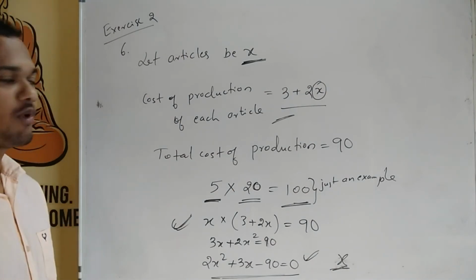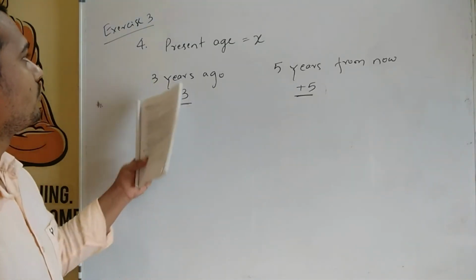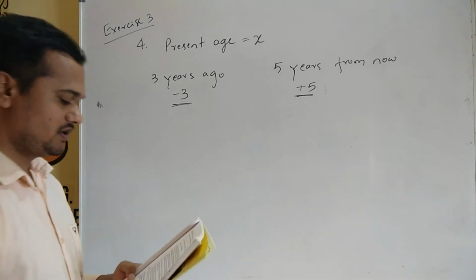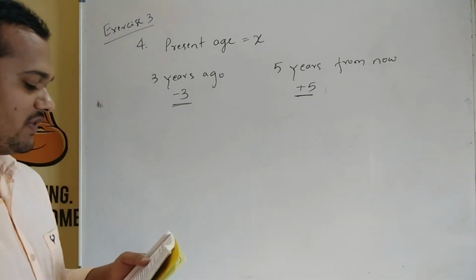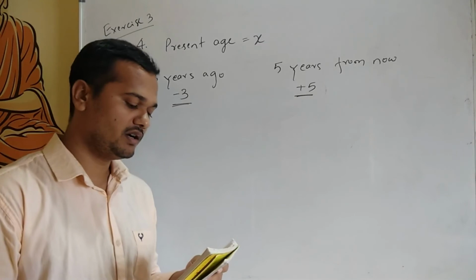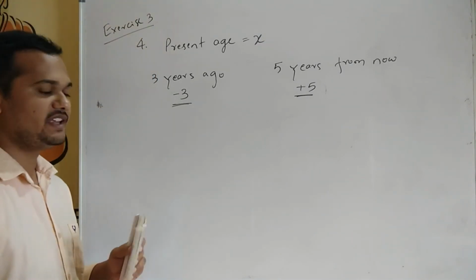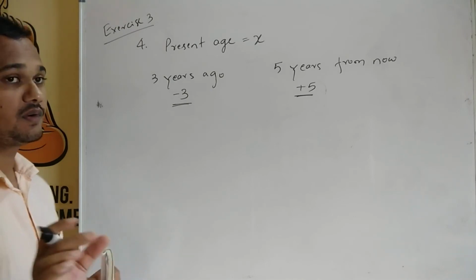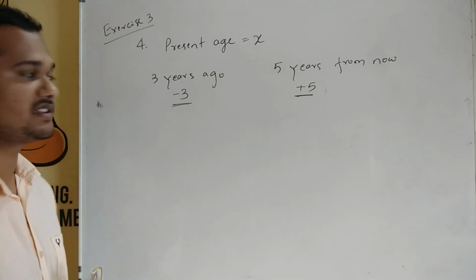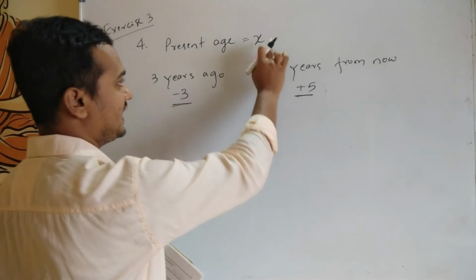So let's solve one more problem. Let's solve the fourth problem from exercise 3. The sum of the reciprocals of Raymond's age in years 3 years ago and 5 years from now is 1 by 3. Find his present age. So again, what is the last sentence? Find his present age. So let's take present age as x.